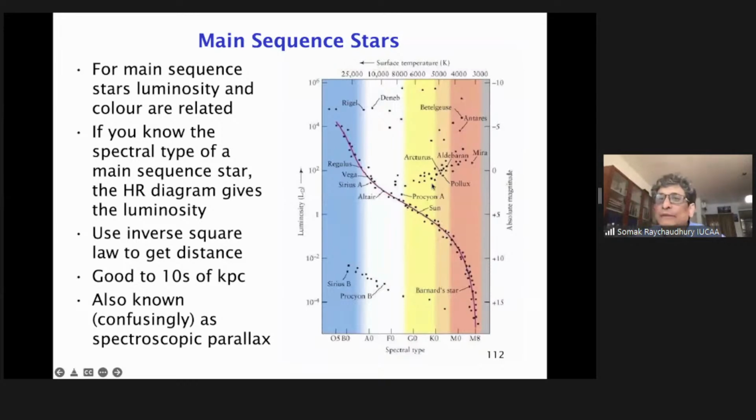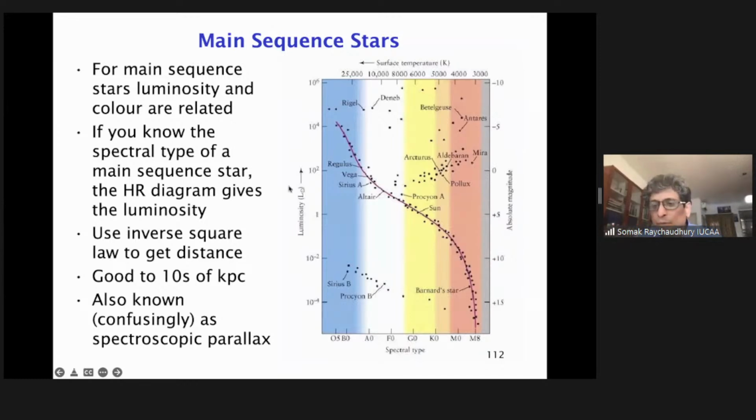Okay. If it is not a main sequence star, and there are ways of telling whether it's a main sequence star or not without knowing its distance, then this method cannot be applied. You need other methods, some of which we will talk about later on.